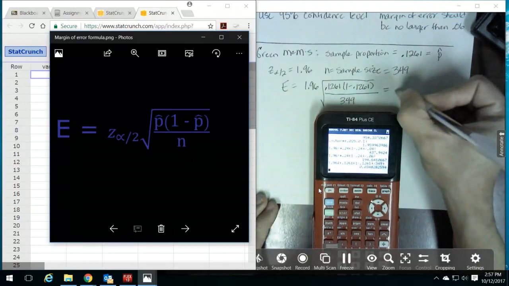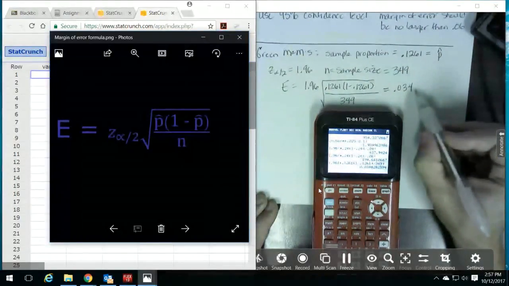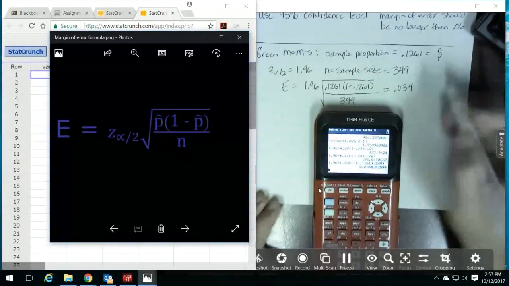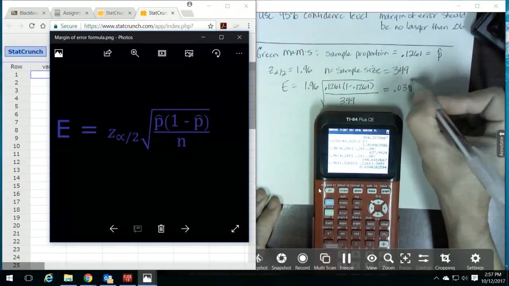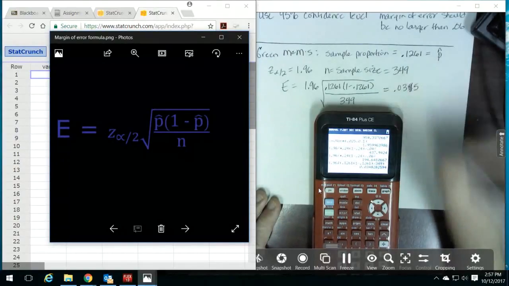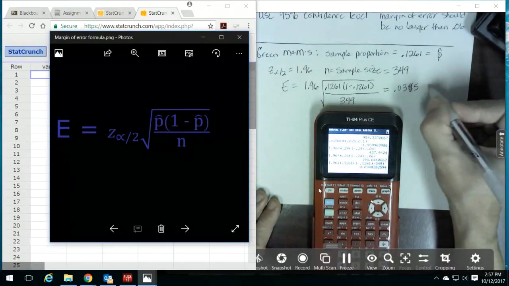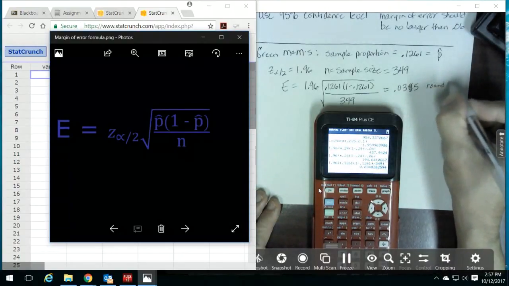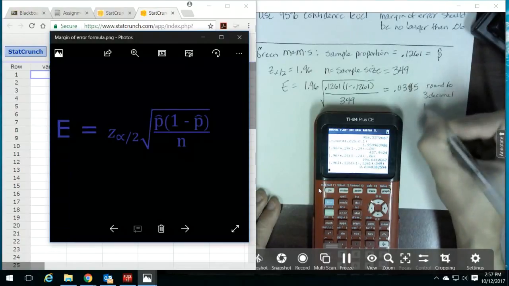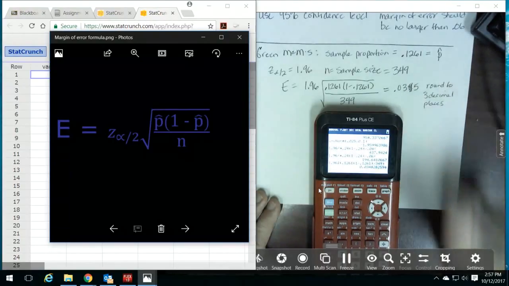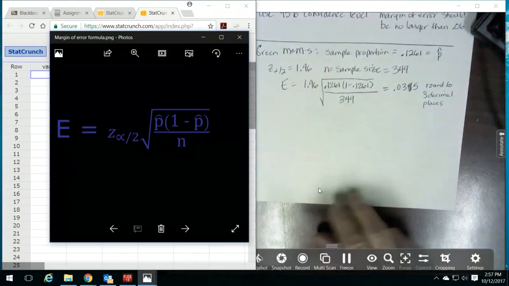Okay, so that gives me 0.034. And for your margin of error in this, you should round it to 3 decimal places. Oops, which would be 0.035. I just looked at the first 3 of those and I didn't notice the next one was an 8. So this one, round it to 3 decimal places. Okay, so that gives me my calculated margin of error.